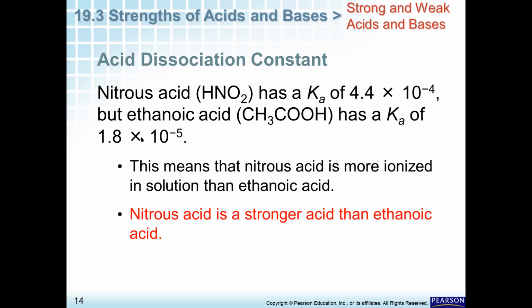Here's an example. Read this very carefully. It says here nitrous acid, which is HNO2, has a Ka value of 4.4 times 10 to the minus 4. But ethanoic acid has a Ka value of 1.8 times 10 to the minus 5.